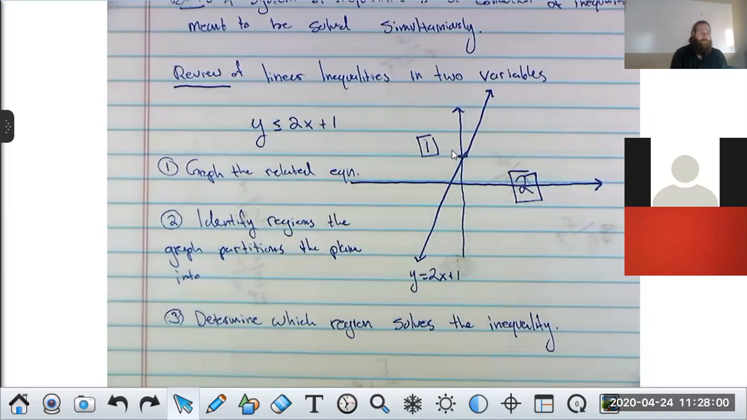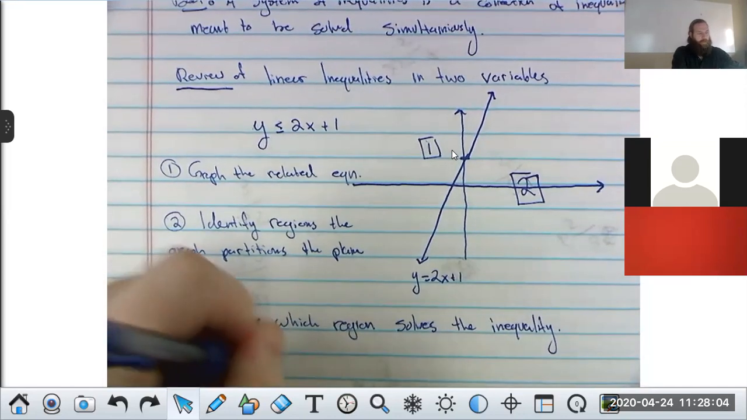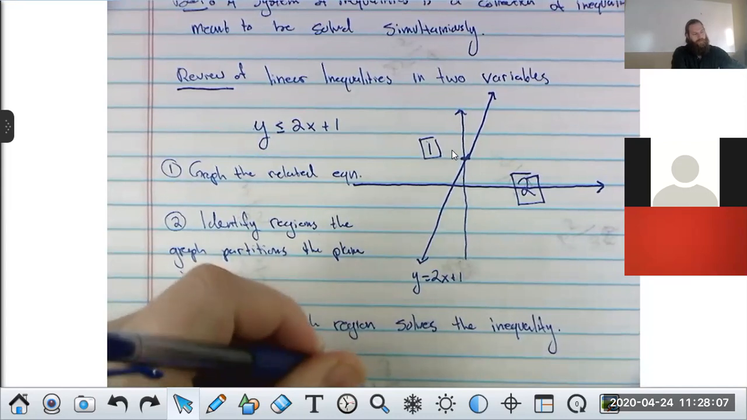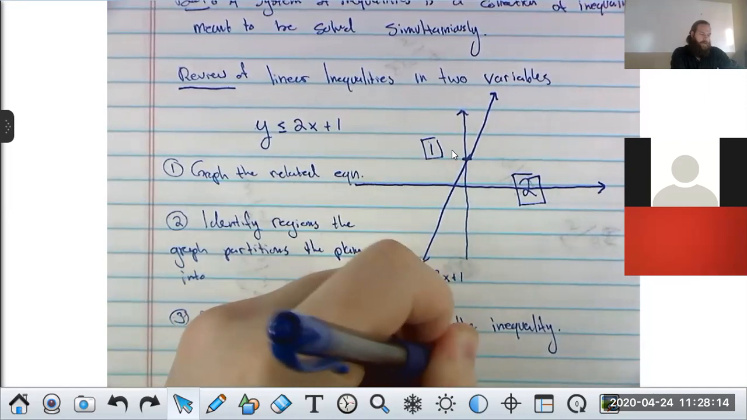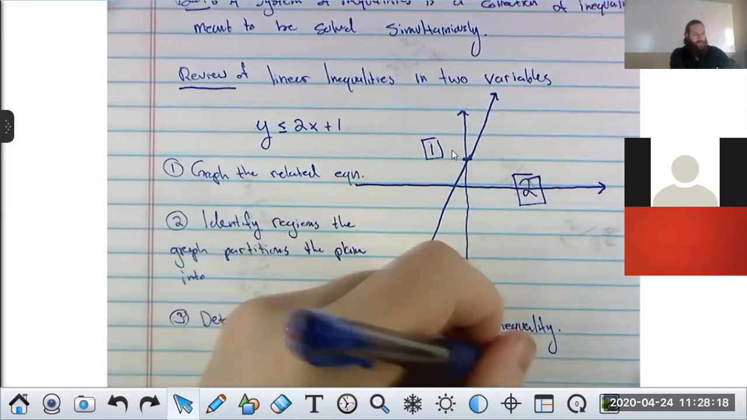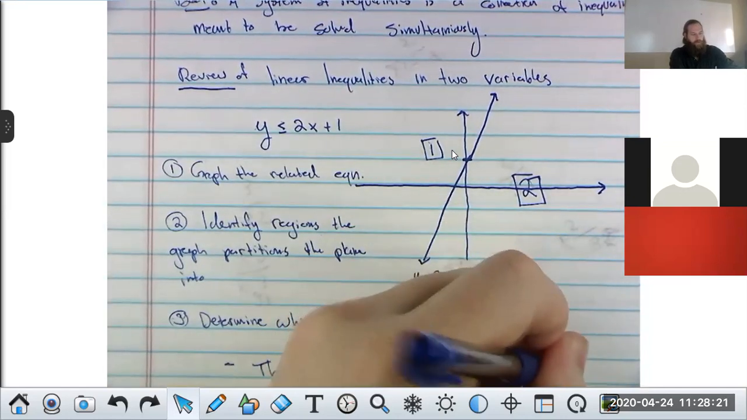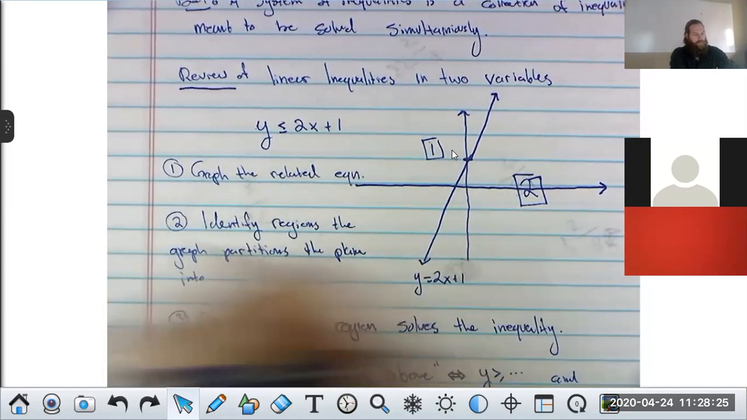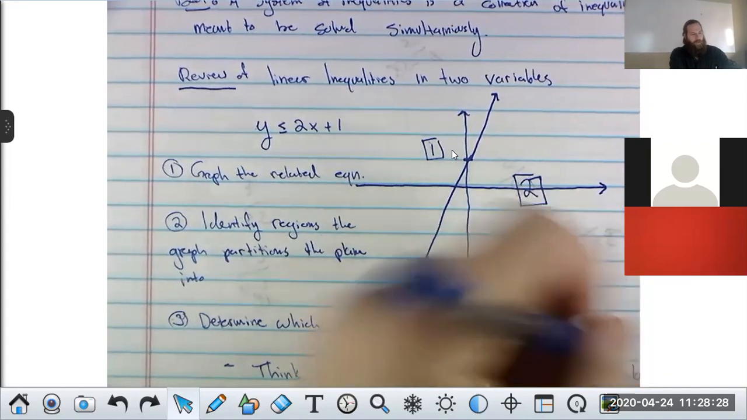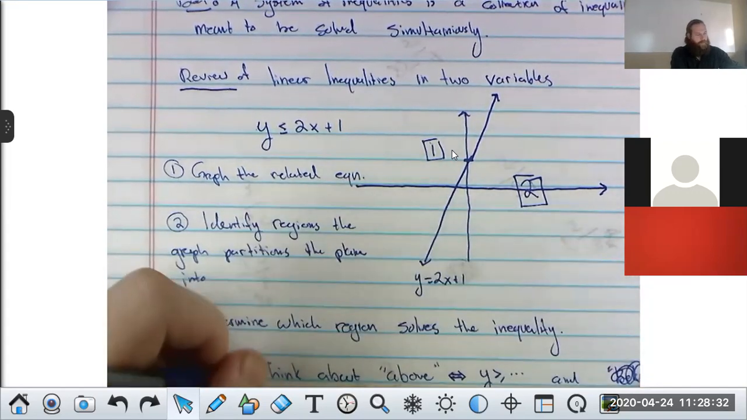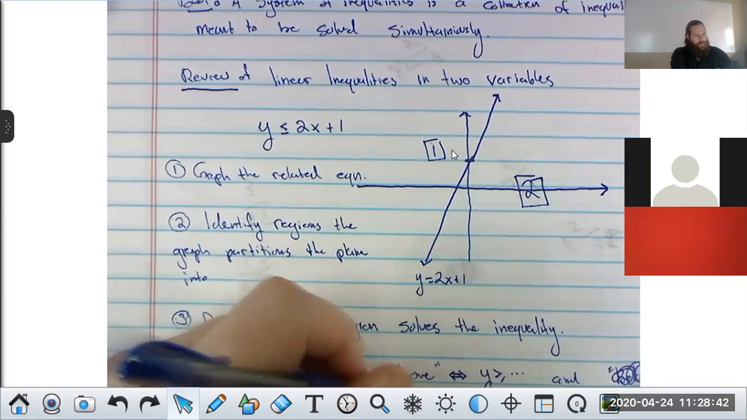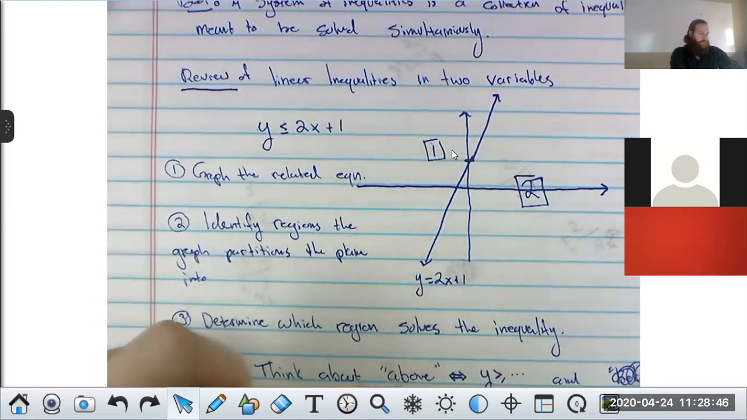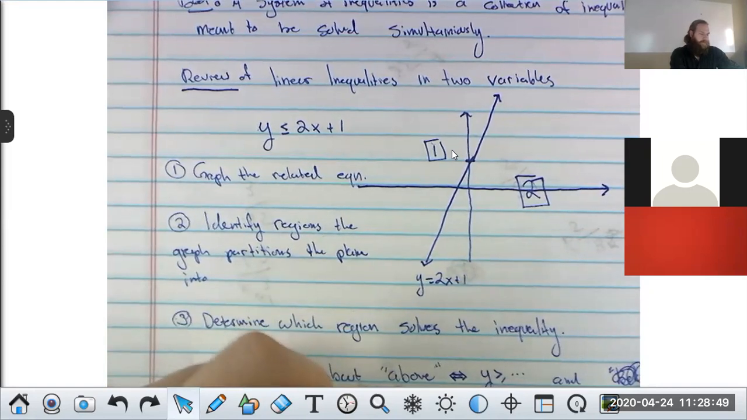Or you can test points. So either think about above corresponding to y is greater than or equal to da da da, and below corresponding to y is less than da da da, or test a point from each region.